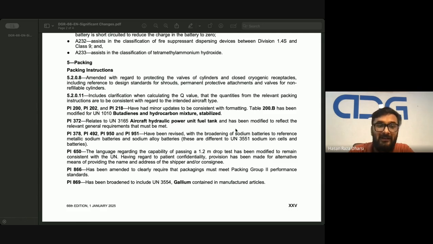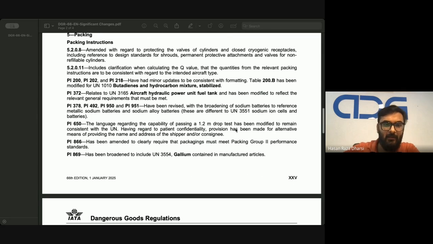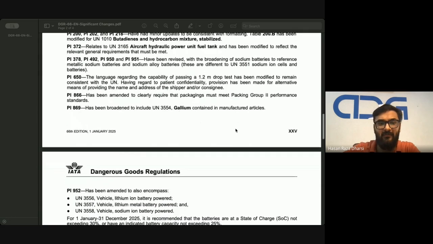has been modified to remain consistent with the UN, having regard to patient confidentiality. Provision has been made for alternative means of providing the name and address of the shipper and consignee. Packing instruction 866 has been amended to clearly require that the packaging must meet the packing group 2 performance standard. Then packing instruction 869 has been broadened to include entries like gallium contained in a manufactured article.